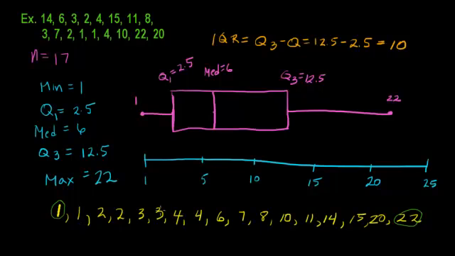So let's see. This is the 1, 2, 3, 4, 5, 6, 7, 8. And so the 9th value would be our median, because there are 8 values below 6 and 8 values above 6. So this is our median.